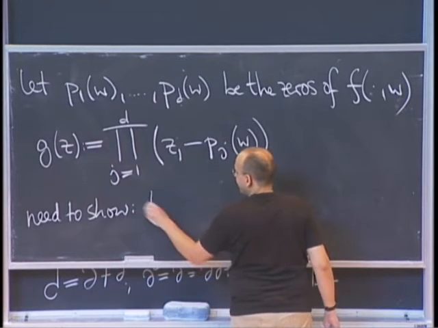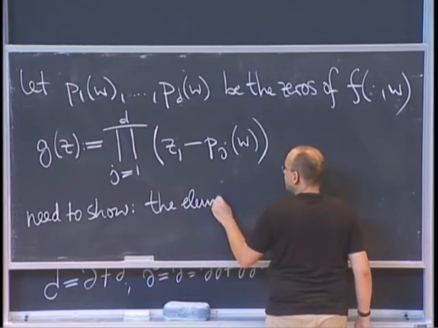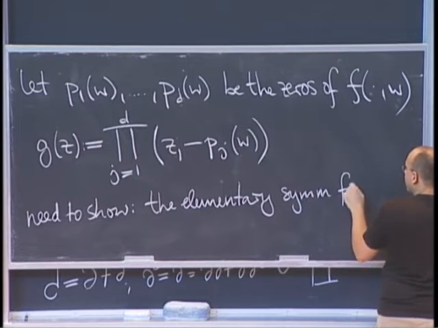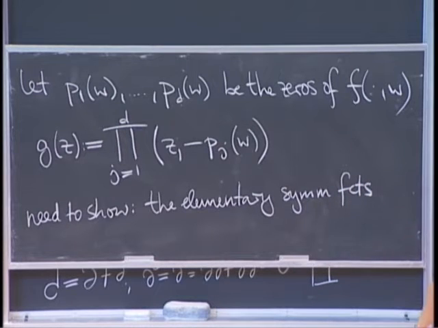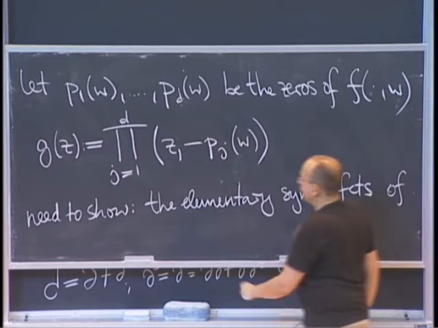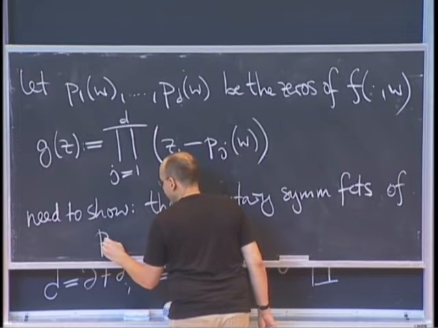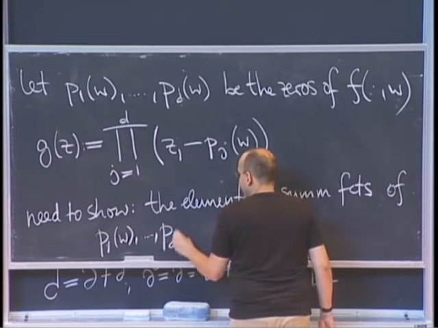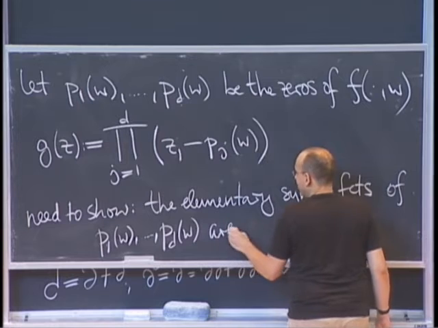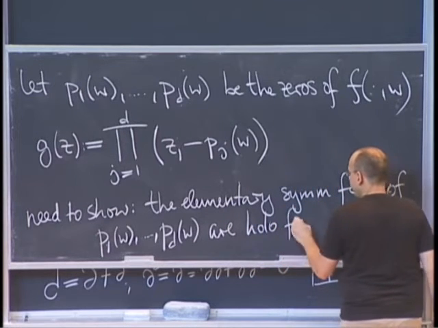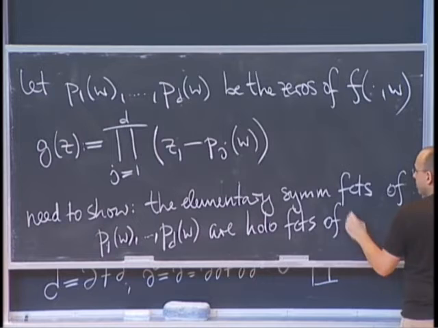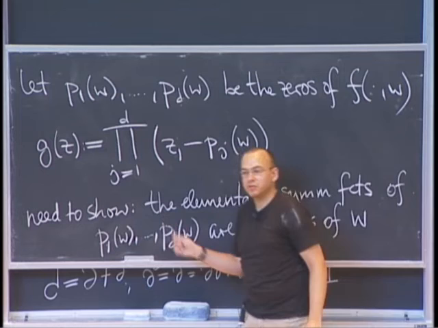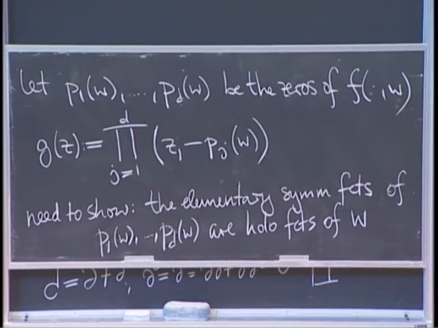So we need to show the elementary symmetric functions of P1 of W, ..., PD of W are holomorphic functions of W. You know, the sum of all of these guys, or the product of all of these guys, or all the other elementary symmetric polynomials.